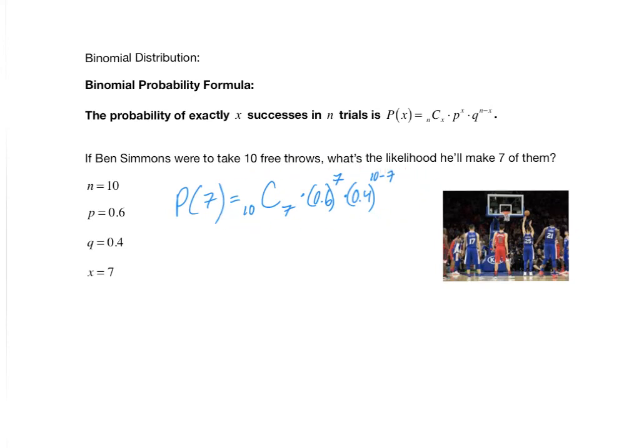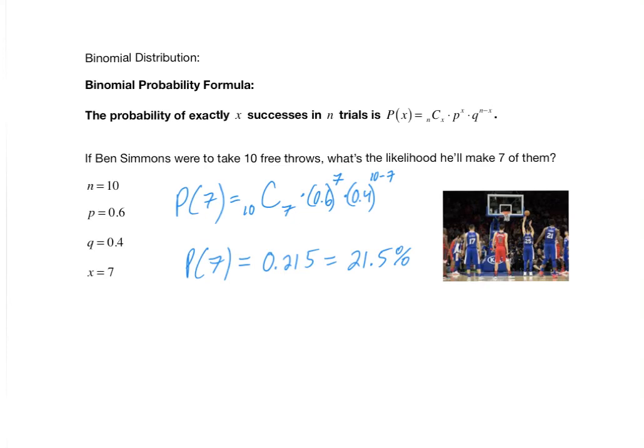And if you do that, we get the probability that Ben Simmons will make 7 of his 10 free throws is approximately 0.215, or 21.5%. You may look at that and say, wow, that's not very good. And it's not very high. But also remember, he has a probability of making 6 or 8 or 5 or 9 or 4 or 10 or 3 or 2 or 1 or 0. So it shouldn't be terribly surprising that that percentage is not very large.